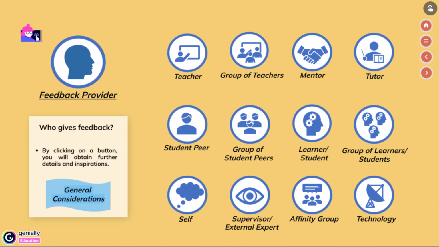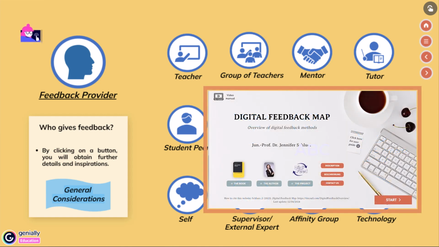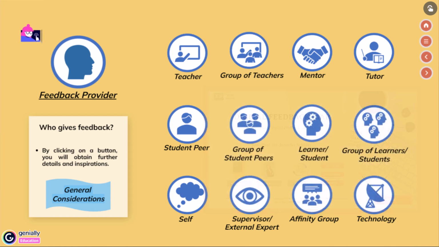Moreover, it is possible to click through the feedback taxonomy in a chronological manner by using the back and forth symbols. Finally, to gain further tips about digital feedback methods, including video manuals and task examples, click on the Home button. That will navigate you to the digital feedback map.